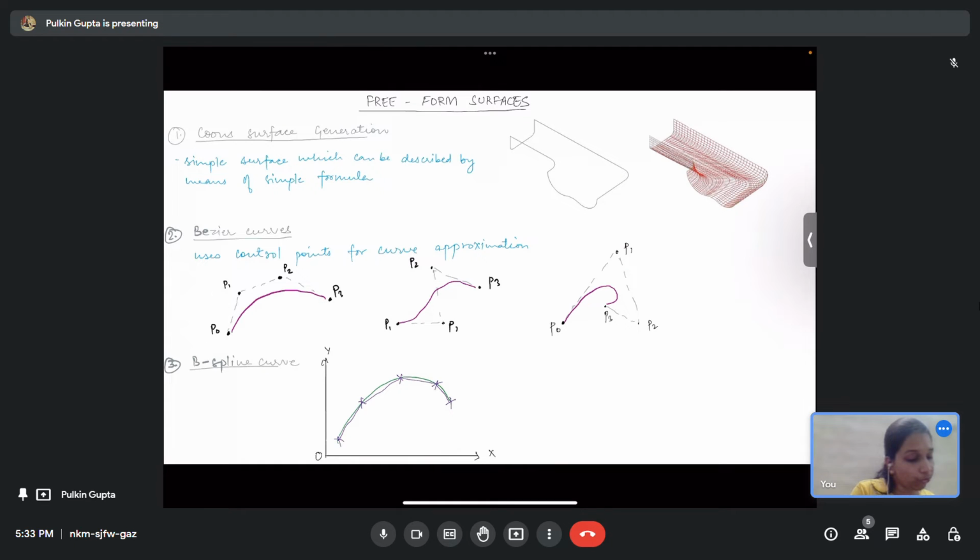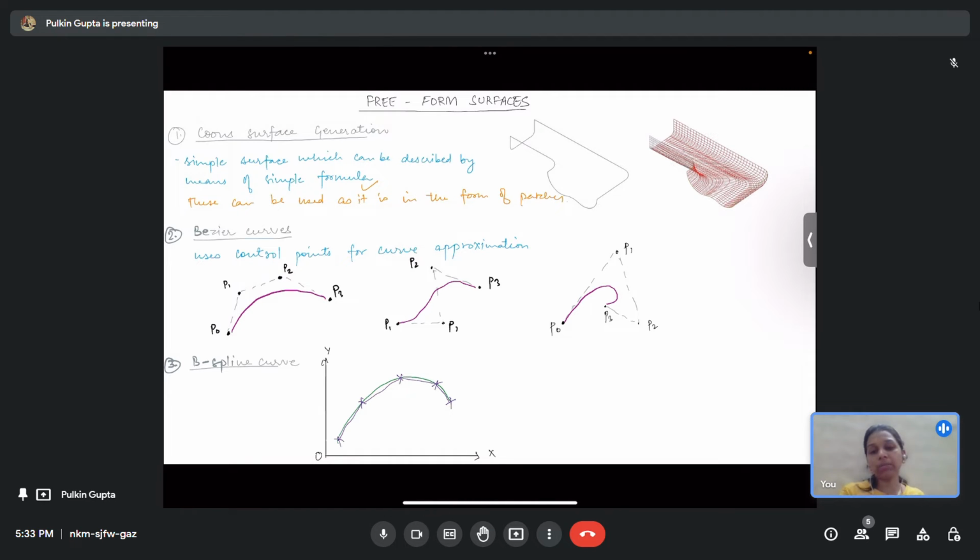Now we come to freeform surfaces. First we have Coons surface generation. It is a simple surface which can be described by means of simple formulas. Interpolating between these formulas generates curves, and these can be interpolated to get a surface. Now you can use these surfaces as they are, in the form of different patches.